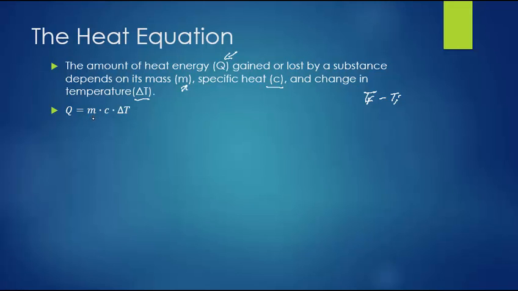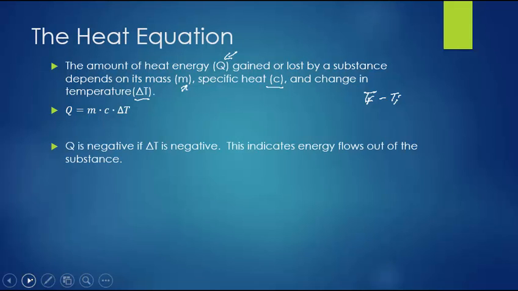m has units of grams or kilograms, c has units of calories or kilocalories, and delta T is change in temperature, degrees Celsius or Kelvin. Since a change of 1 degree Celsius is the same as a change of 1 Kelvin, those two units are equivalent. Now, like I said earlier, if the delta T is negative, it just indicates that energy is flowing out of the substance, and you're going to calculate a negative Q. That's okay.